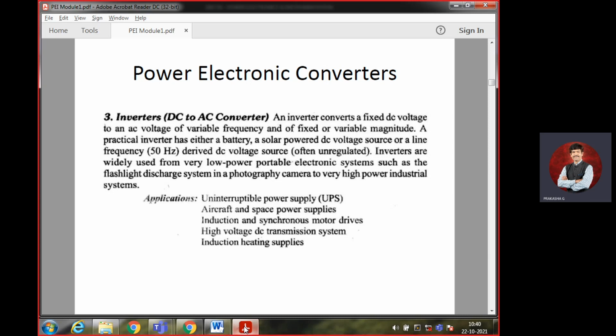Okay, come back. We have DC to AC conversion, that is called an inverter. So what is happening? We are having the input DC voltage and we need to get back the AC. How exactly is it going to work?